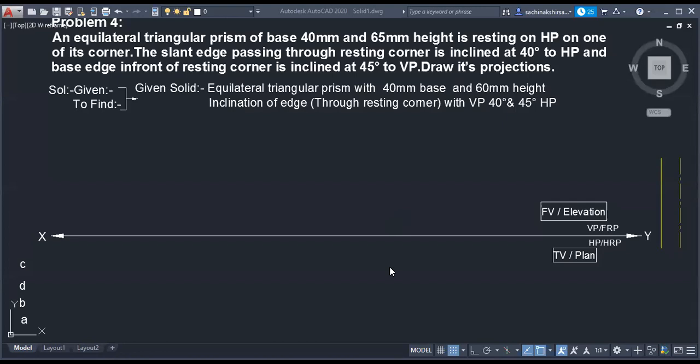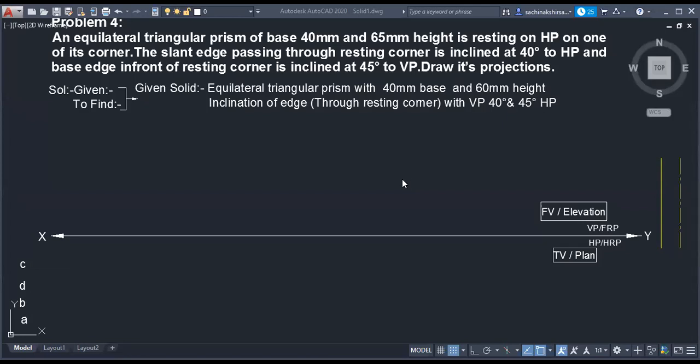Yes, sir. An equilateral triangular prism of base 40 mm and 65 mm height is resting on HP on one of its corner. The slant edge passing through resting corner is inclined at 40 degree to HP and base edge in front of resting corner is inclined at 45 degree to VP. Draw its projection. Very good.